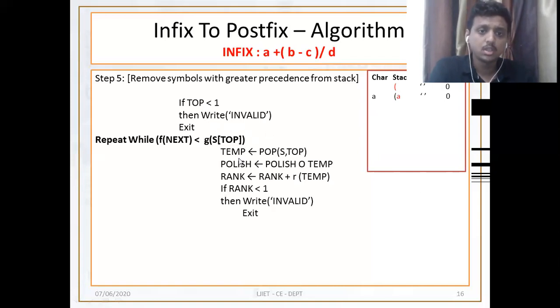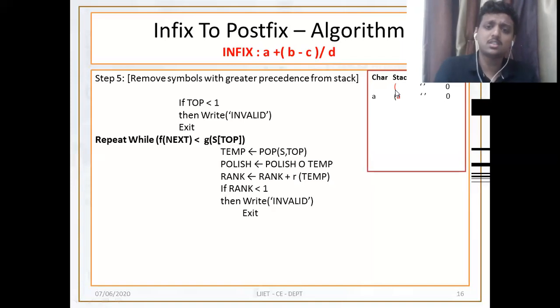So what do we need to do? We just compare f of next is less than g of s of top. Students, see in this table here in next we have A, in g of s of top we have the opening bracket. Comparing both of them, what happened? A's precedence is higher than the opening bracket inside the stack. How? Check the precedence table. You will get the idea, because the opening bracket inside the stack has precedence 0 and A has precedence 7.